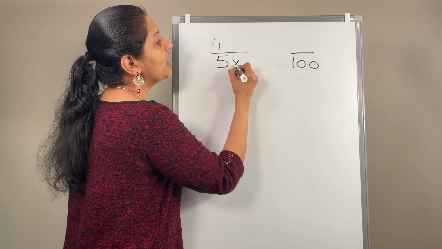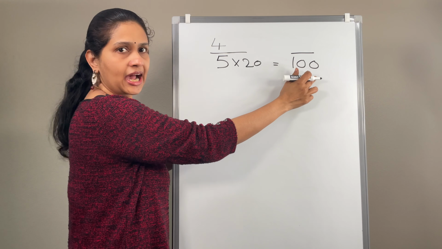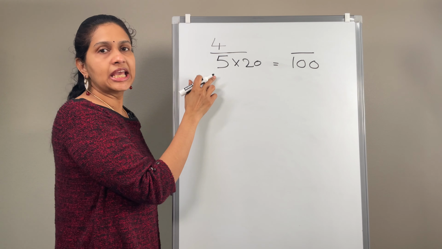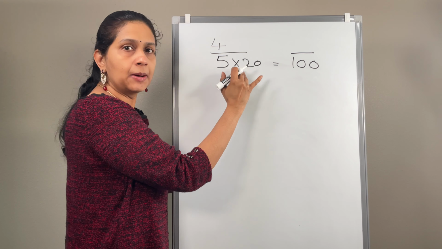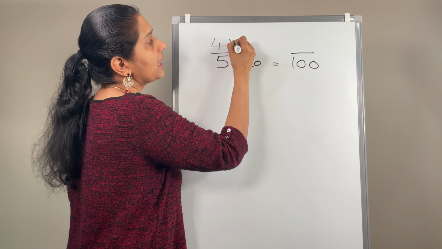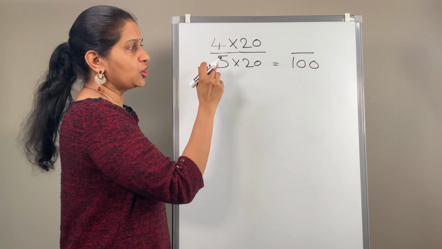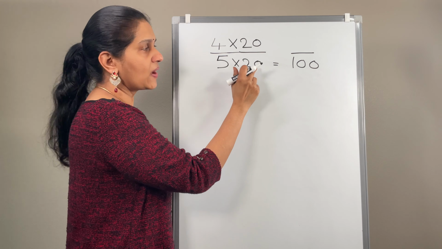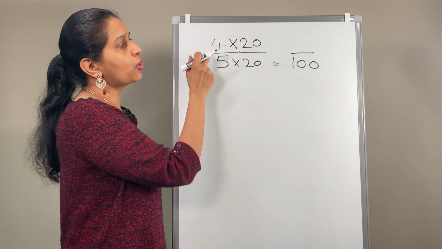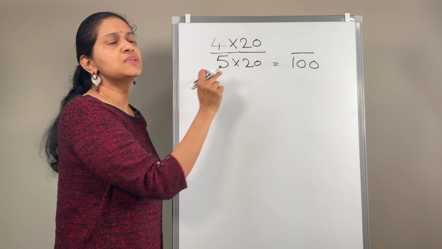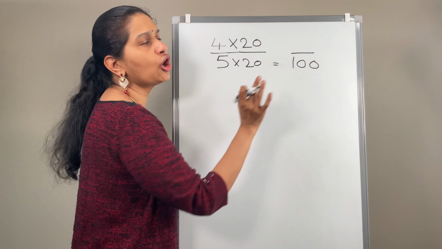5 times 20 is going to be equal to 100. So what I am doing is I am multiplying the denominator by 20. When you multiply the denominator by a number, you have to multiply the numerator also by the same number. So I am multiplying both denominator and numerator by 20. 5 times 20 is going to be 100. So you got the denominator as 100.